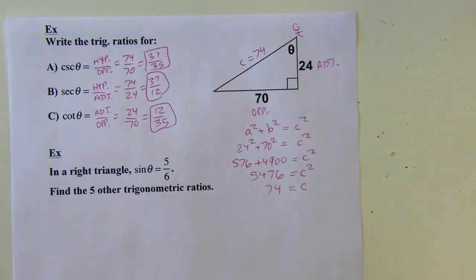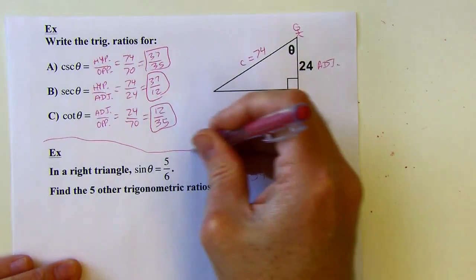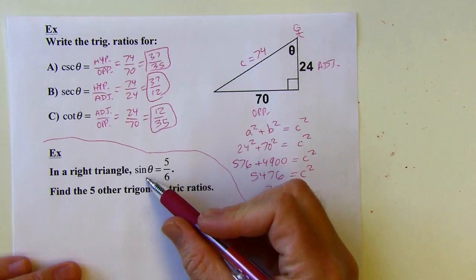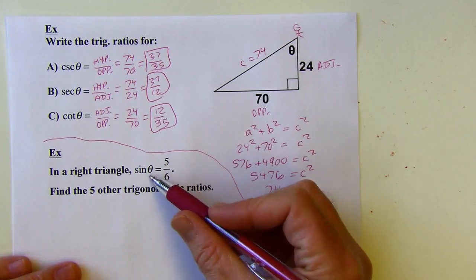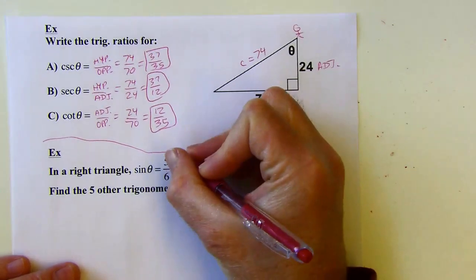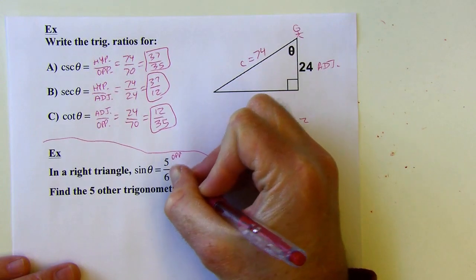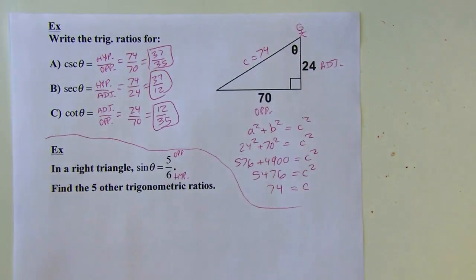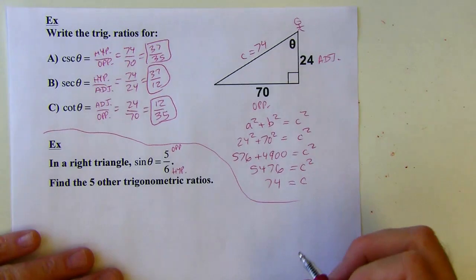All right, next problem. In a right triangle, sine of theta equals 5 over 6. So sine is opposite over hypotenuse. So this is going to be opposite over hypotenuse. That's going to be important. Okay. So what I'm going to do is draw myself a little right triangle.